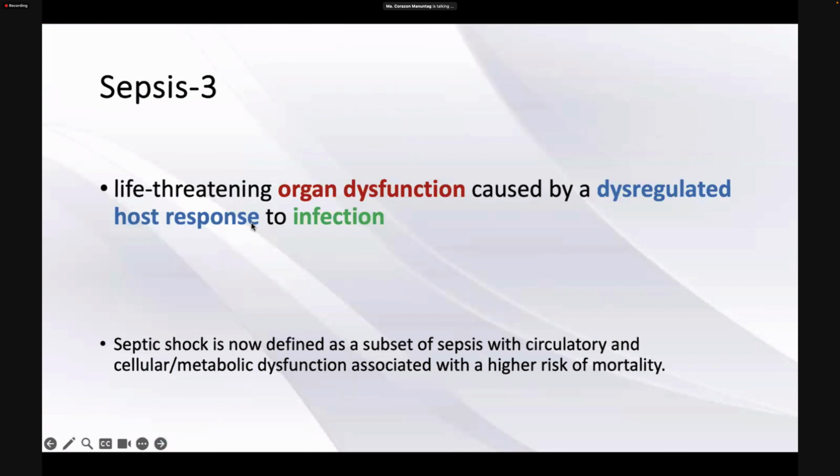Shock. Shock in the ICU, at least in the surgical ICU, will most likely come from septic, cardiogenic, and hemorrhagic shock. So, septic shock, kailangan updated sa diagnosis. This is a life-threatening organ dysfunction. So, kailangan sa sepsis 3 diagnosis, meron ka nang organ dysfunction caused by dysregulated host response to a diagnosed infection.